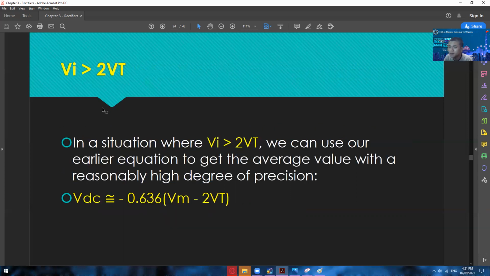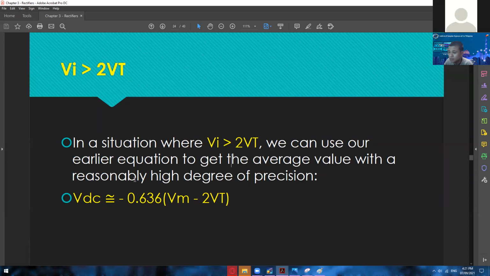And as usual, of course, your voltage input must be greater than twice your voltage threshold. So you must have 1.5 volts and above if you have two silicon diodes, or 0.7 volts and above if you have two germanium. Okay, so we can use our earlier equation to get the average value with a reasonably high degree of precision, which is VDC is approximately equal to 0.636 (Vm minus twice Vt). So just double this one, and then just double this one also.